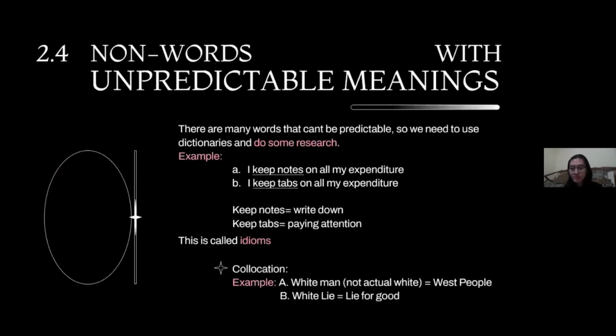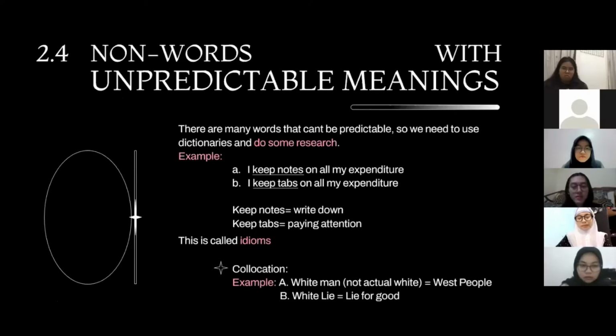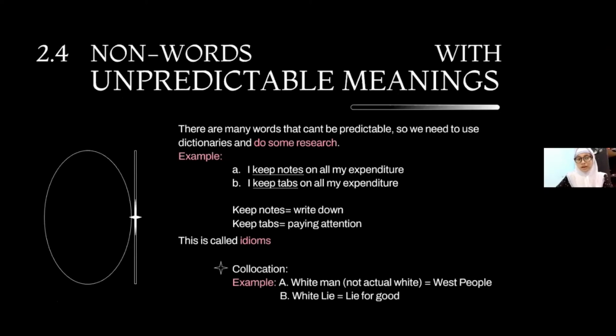Okay, next, words with unpredictable meanings. So, what are words with unpredictable meanings? There are many words whose meanings cannot be predicted, so we need to use dictionaries or do some research. For example, the first one is "I keep notes on all my expenditure." And the second one is "I keep tabs on all my expenditure." The true meaning of "keep notes" is actually to write down, and the true meaning of "keep tabs" is actually to pay attention. They are different, and this is called an idiom.